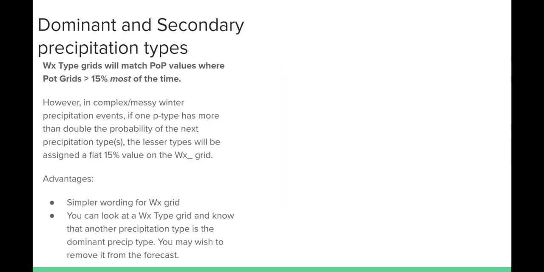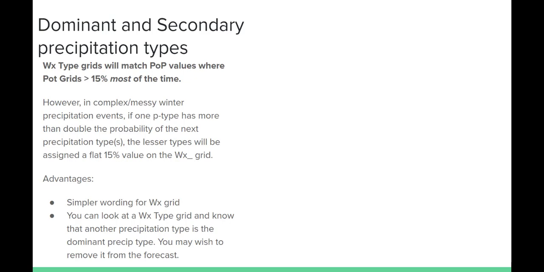So let's talk about some more difficult winter weather situations with perhaps all 4 precip types coming into play. In general, the weather type value will match your pot value anywhere the pot values are more than 15%. The initializations in a complex, messy winter precipitation event will do some logic to assign pot values to only the precipitation types that are dominant, and it will demote precip types to a slight chance or secondary precip type if they don't make up a significant part of the probability spectrum. If one precip type has more than double the probability of the next precip type, the lesser type will be assigned a flat value of 15% in your weather type grids.